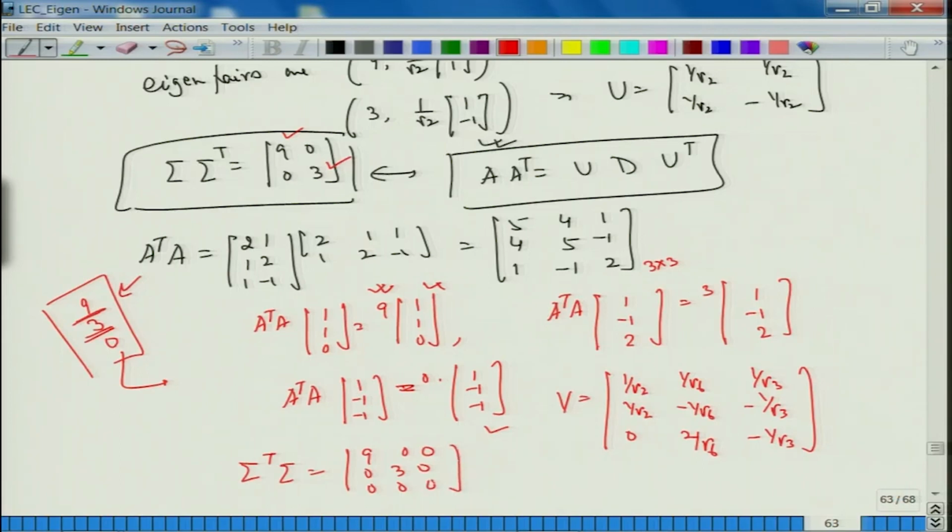All right, this is what I have. So, we have got everything here nicely. Let us try to understand what we want. We wanted A to be equal to U sigma V transpose. All right, this is what we wanted.